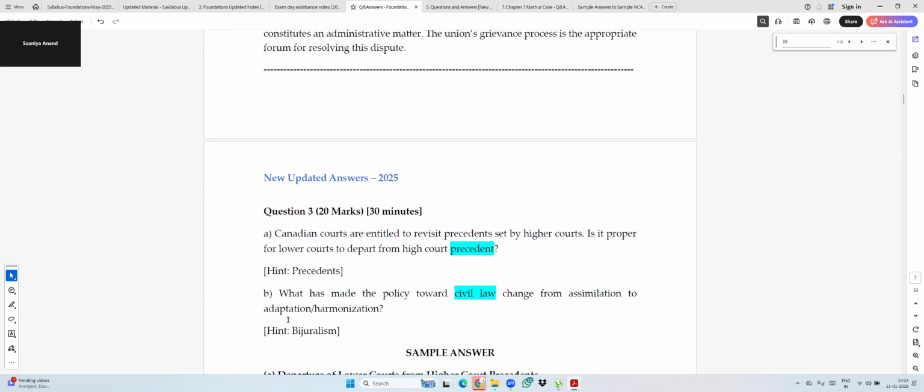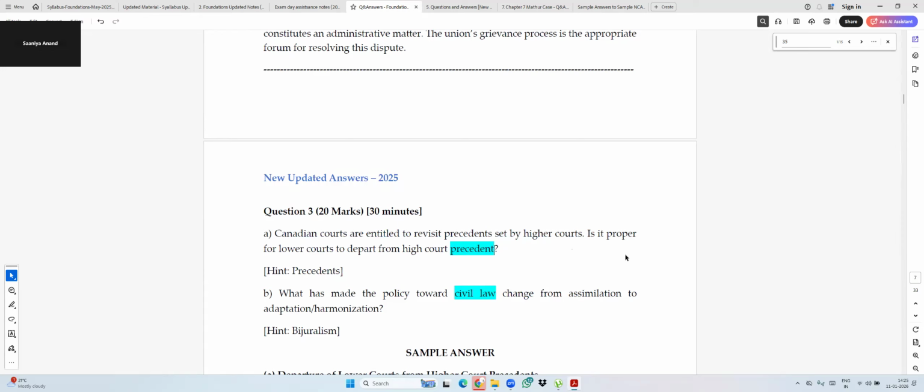Let's see. Can you read this? Canadian courts are entitled to revisit precedents set by higher courts. A: Is it proper for lower courts to depart from higher court precedent? B: What has made the policy towards civil law change from assimilation to adaptation and harmonization? The first one is on a different topic. So, is it proper for lower courts to depart?